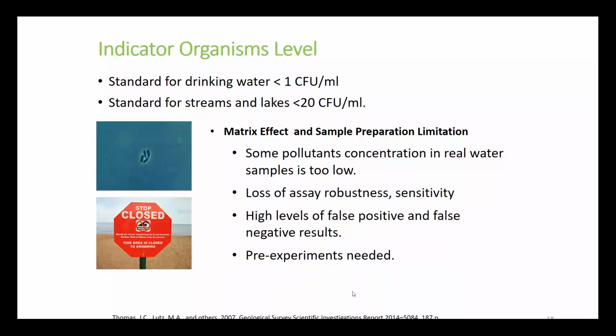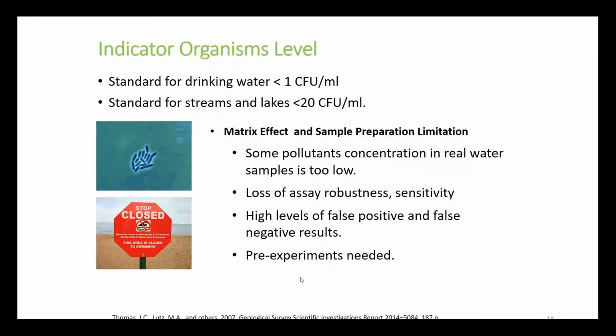can be contamination, because they are living organisms. They are growing over time. Because of this, the EPA, Environmental Protection Agency, said the standard for drinking water should be lower than 1 CFU per ml. It means there will be no pathogenic bacteria. For streams and lakes, it should be 20 CFU per ml. So it means our system should be super sensitive to detect the pathogenic bacteria.